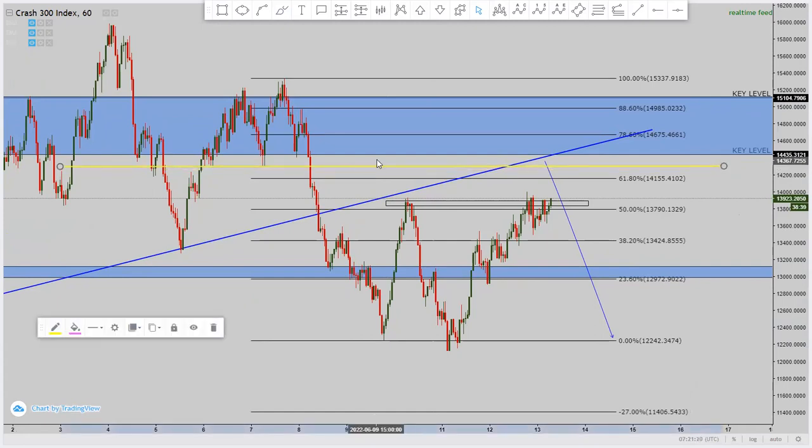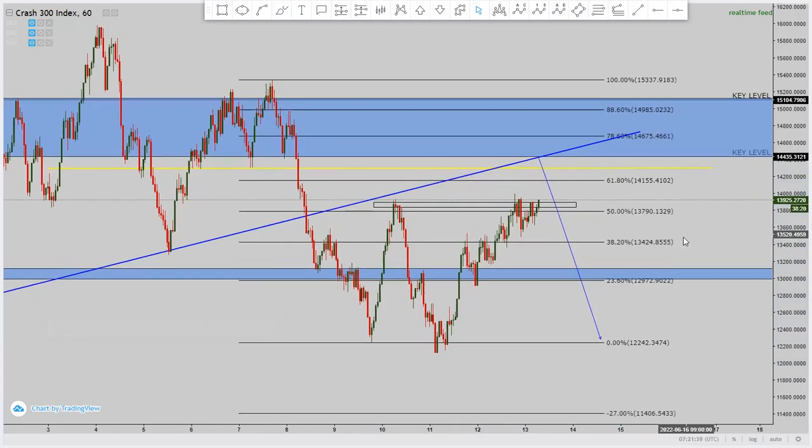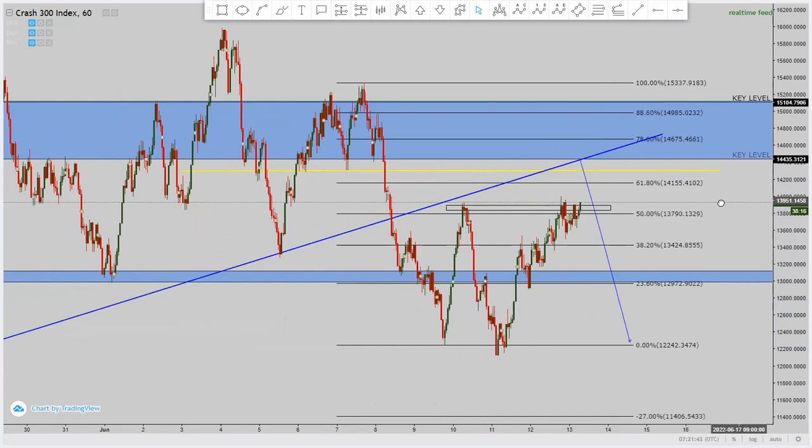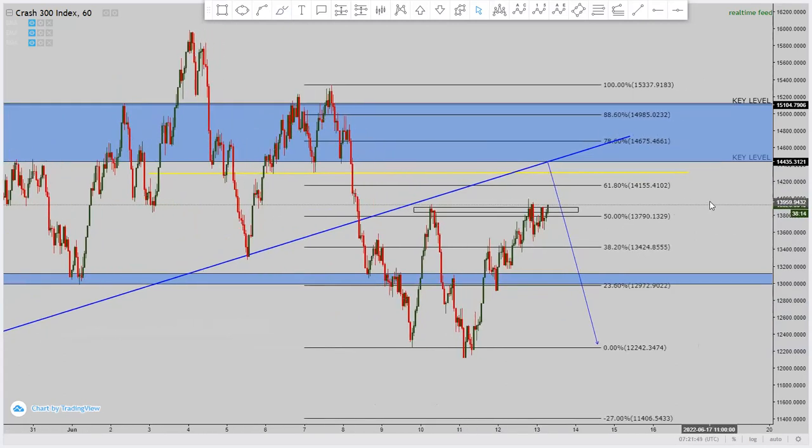So the zone that I'm expecting is somewhere here on that yellow line or straight on the trend line, somewhere here between these areas. That's where I'm expecting this move, this Crash 300, to come to before we take sales. So I hope it's clear for the Crash.